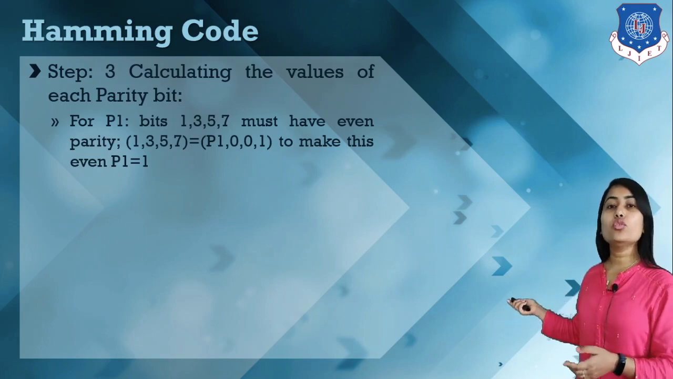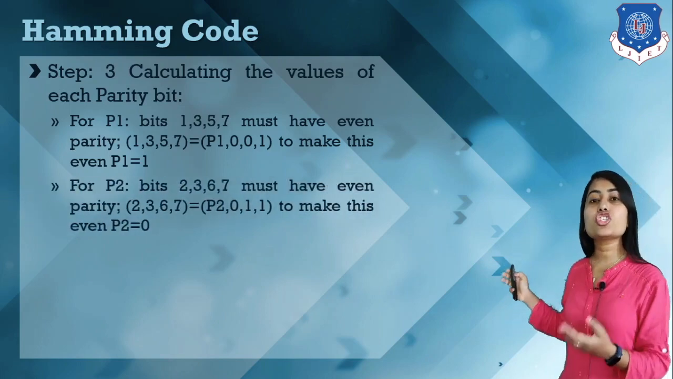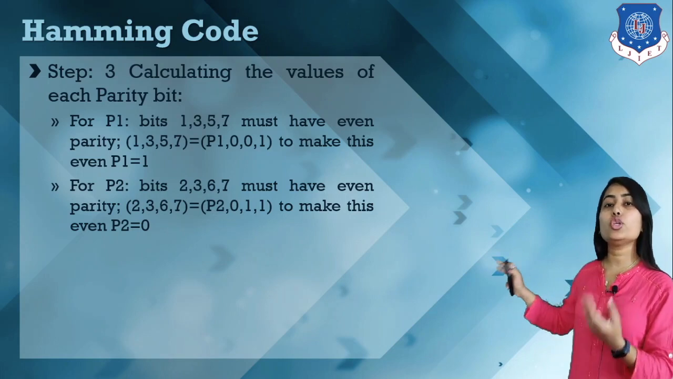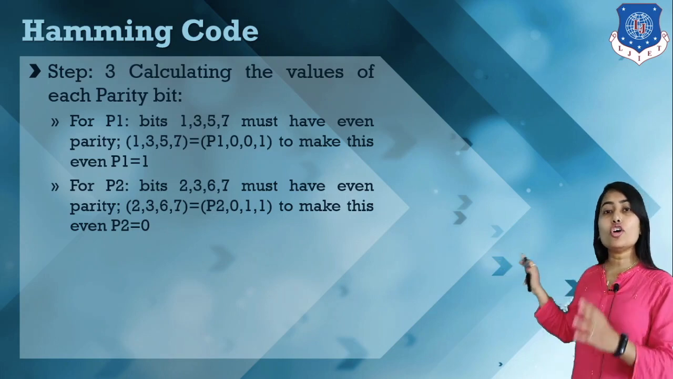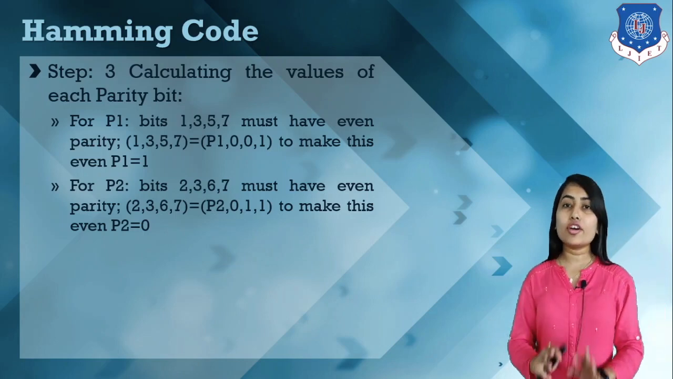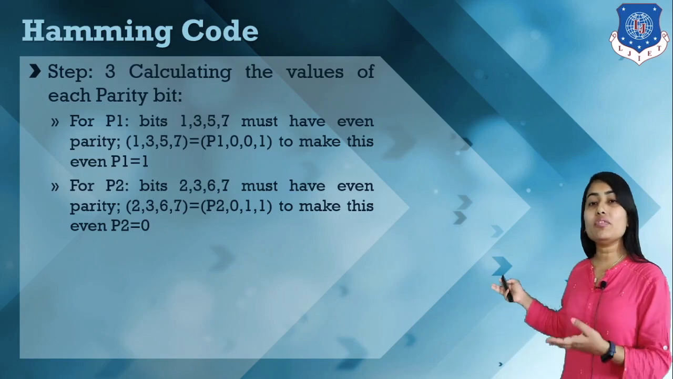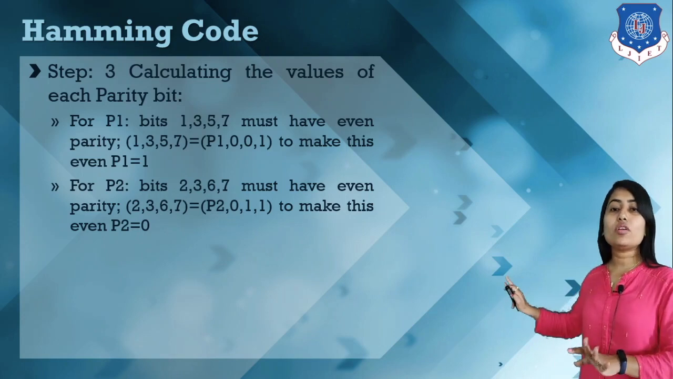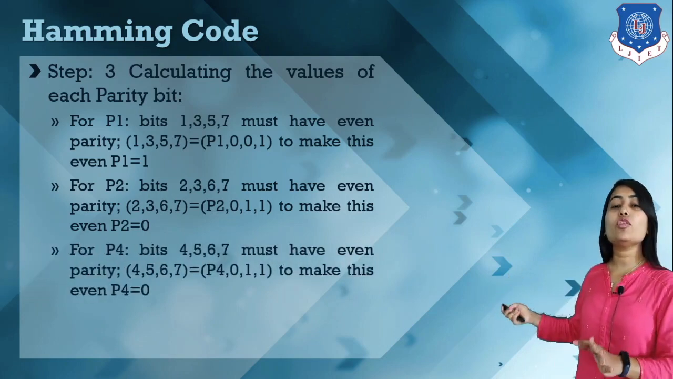For P2 we have to check positions 2, 3, 5, 7. So for this bracket it is necessary to have even parity. How do we make even parity over here? If P2 is equal to 0, then we have even parity.